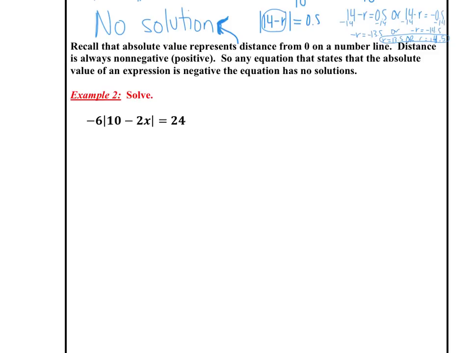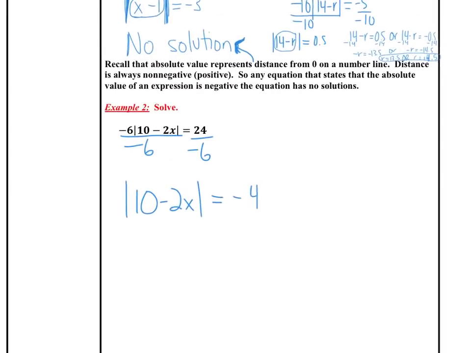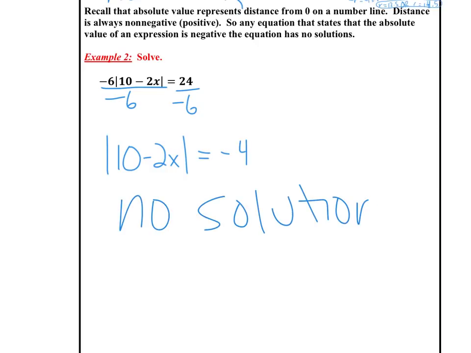I see a -6 in front, and it cannot be there. It's multiplied, so I will divide it away. Then it says the absolute value of 10 minus 2x equals -4. Well, we're not allowed to have an absolute value equal to -4, because you can't be -4 away from 0. So I get to stop and say that this has no solutions, and then we would be done.